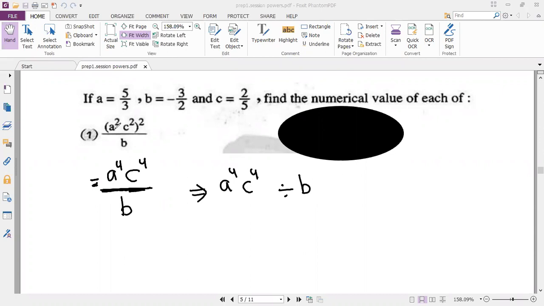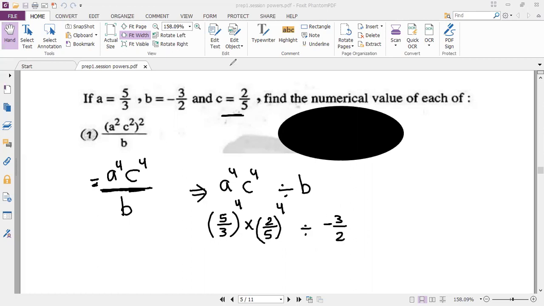What is the value of A? It is 5 over 3, multiplied by C to the power of 4. You know, C is 2 over 5, so it's multiplied by 2 over 5 raised to the power of 4, divided by B. What is the value of B? Substitute B equals negative 3 over 2.